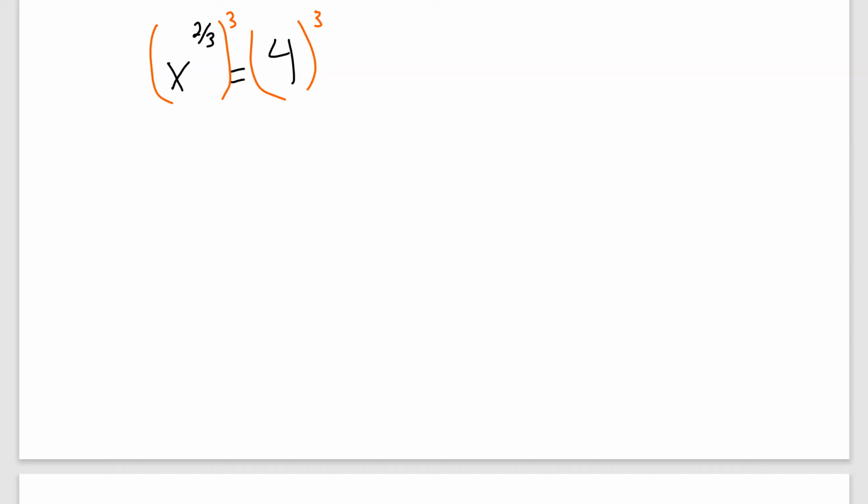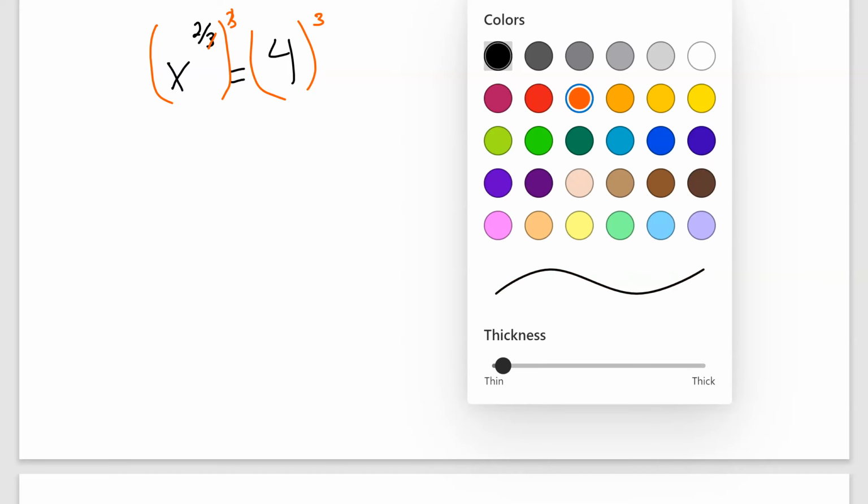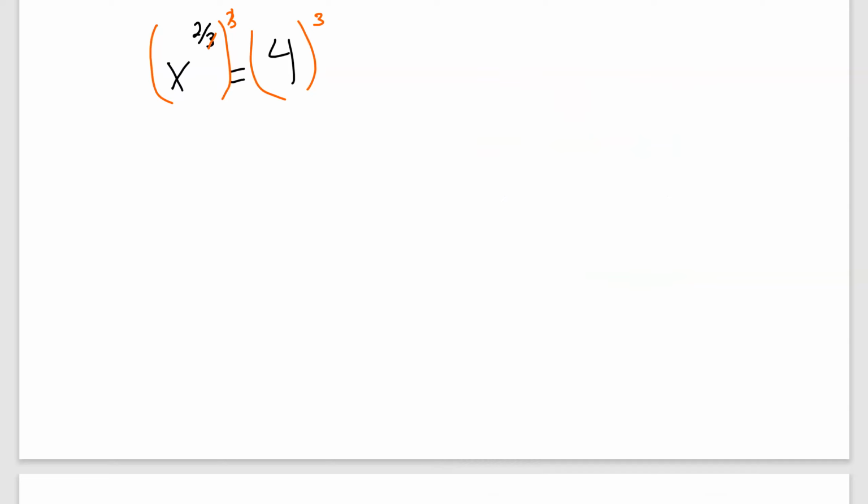Get rid of the denominator first, because if you try to do anything with that numerator, you may miss something. So get rid of the denominator by raising each side to that power, and then we can look at the rest of the problem. Because when we raise each side to that power, that will leave us with x squared is equal to 64, because raising 4 to the 3rd power will give us 64.